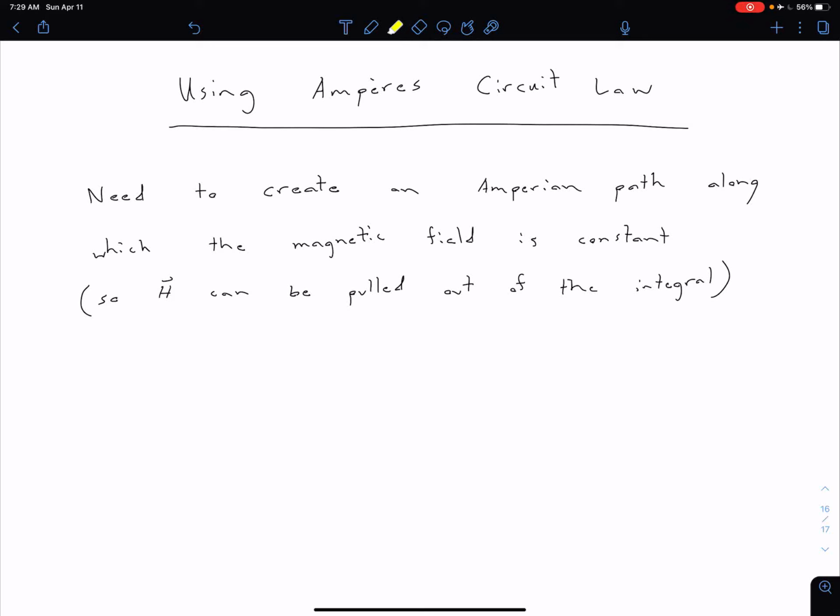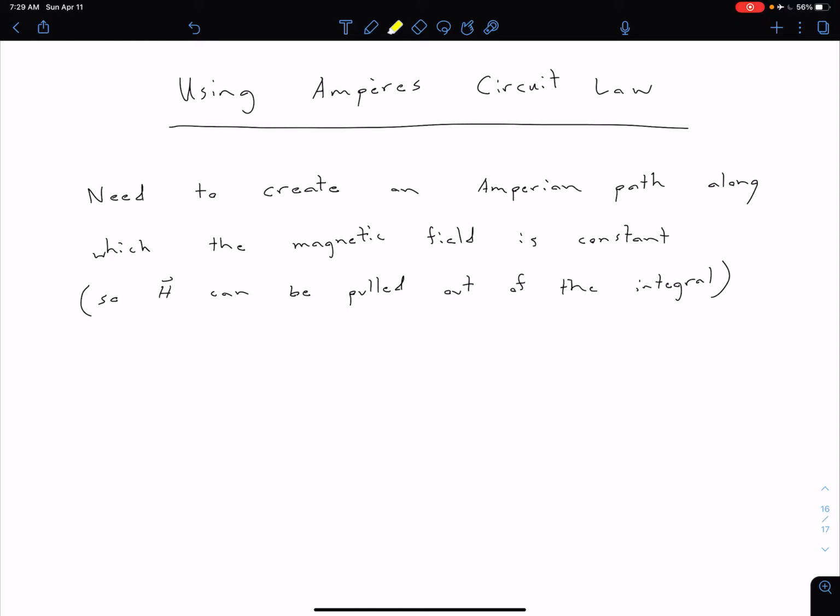In the next few videos, we're going to look at how we can use Ampere's Circuital Law in order to get an expression for our magnetic field intensity due to some current distribution. So what we're going to see is that this is very similar to what we did with Gauss's law when we were talking about charge distributions.